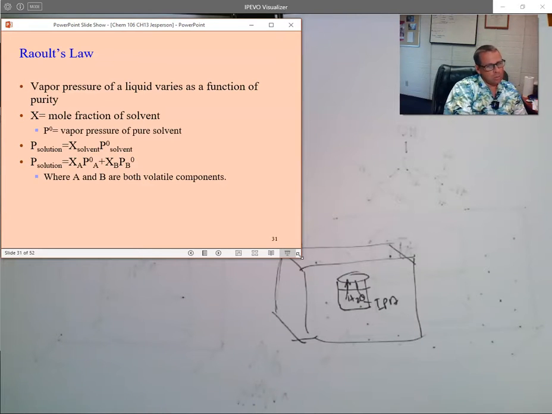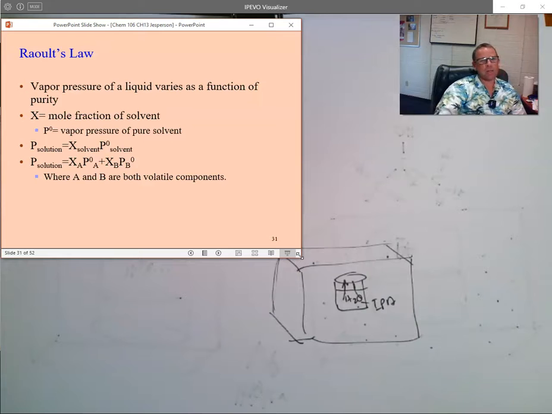Okay, so when you mix 2 compounds together, there's a shift in the resulting vapor pressure, right? And this is this law.